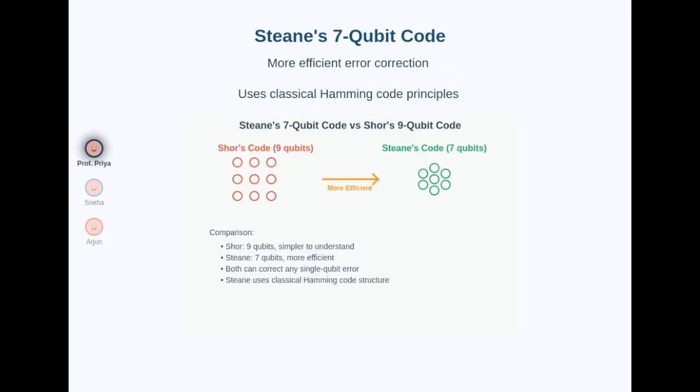Andrew Steane developed a more efficient code using only 7 qubits. It's based on classical Hamming codes, but extended to handle quantum errors. More efficient than Shor's 9-qubit approach.